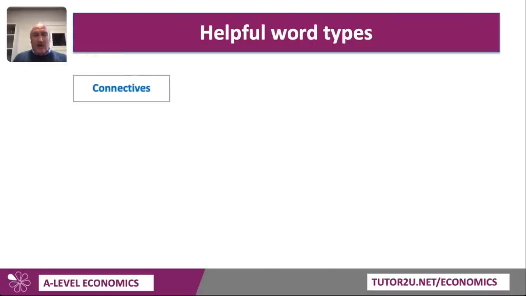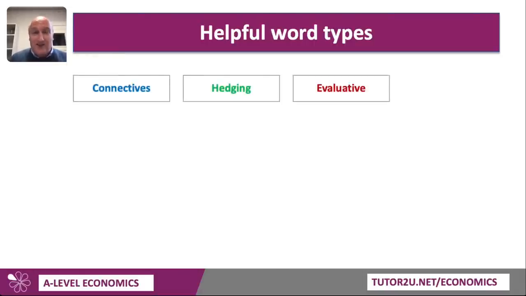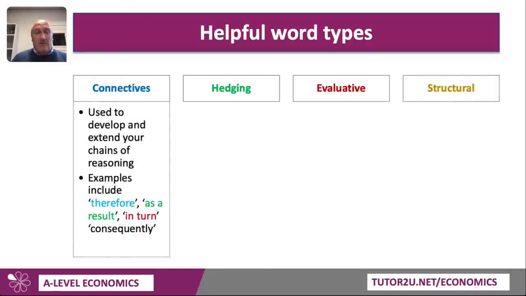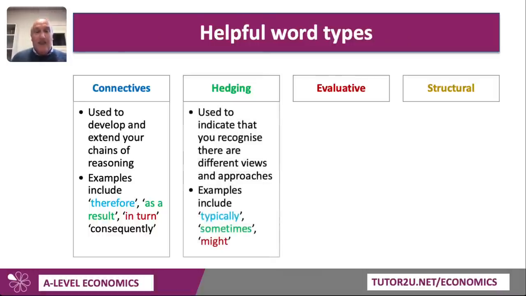A reminder, helpful word types: connectives, hedging, evaluative, and structural words. So as with the micro paper, build chains of reasoning. That's really key to get top analysis marks. And you can use connective words: therefore, as a result, in turn, my favorite, consequently. Use those connective words when you're writing your chains of reasoning. It just helps the examiner.